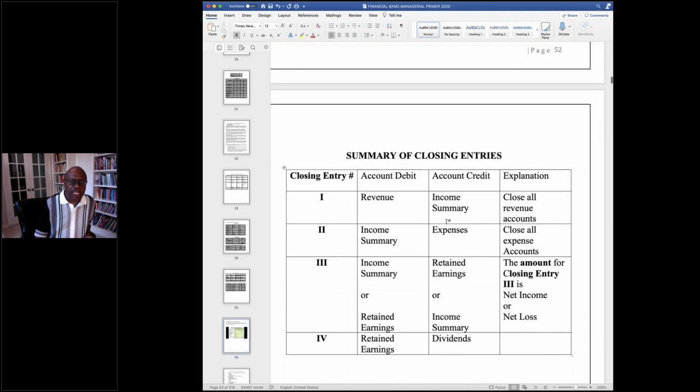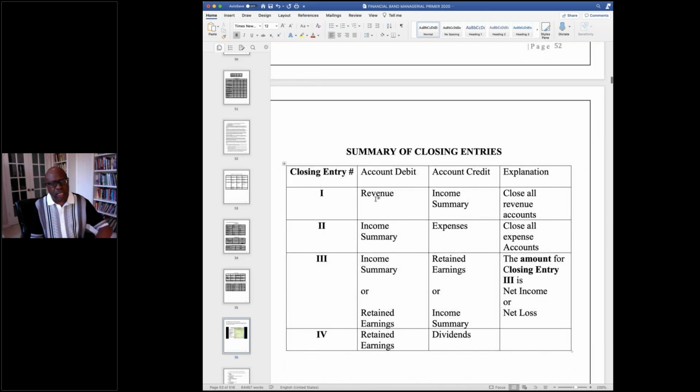So let's summarize the 4 closing entries. Closing entry 1, we debit revenue and credit income summary. We close all the revenue accounts. Closing entry 2, we debit income summary and credit expenses. We close all the expense accounts. Closing entry 3, if there's income, we debit income summary and credit retained earnings. If there's a loss, we debit retained earnings and credit income summary.